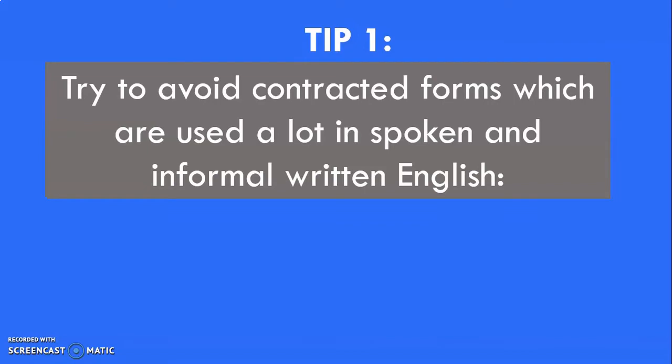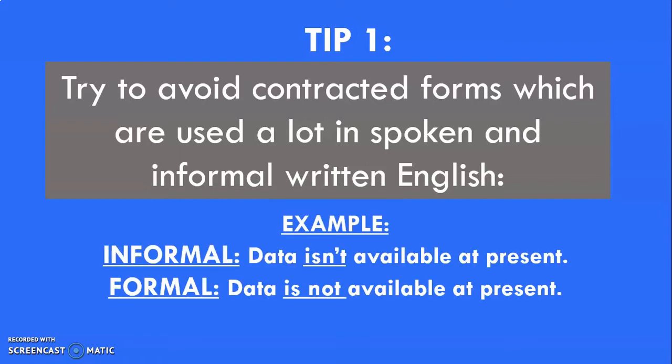Try to avoid contracted forms which are used a lot in spoken and informal written English. Let me give you some examples. Look over here. Data isn't available at present. So isn't is a contraction here. So we don't use contractions in academic presentations or academic setting. So in order to make it formal, you have to use, as in this example, the full form, that is, data is not available at present. Well, let's move on.